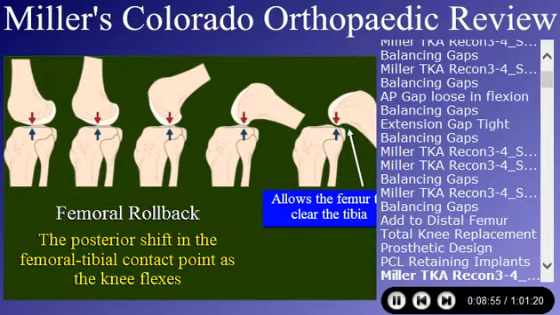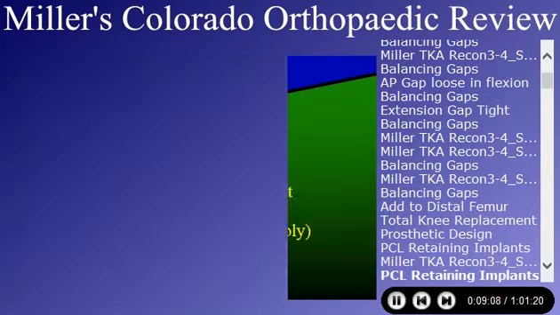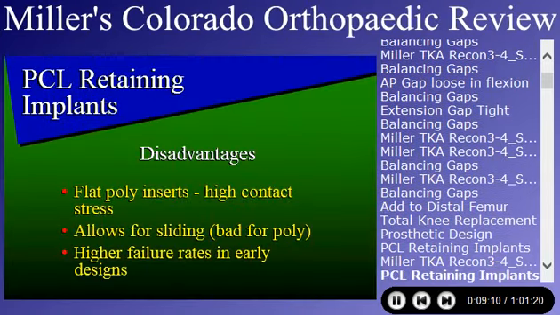Femoral rollback, by definition, is a posterior shift in the tibial contact point as the knee flexes. It's controlled by the four-bar construct: ACL, PCL, and the two collateral ligaments. It allows the femur to clear the tibia. It is thought that with a cruciate, if you save the PCL, you will get that rollback.